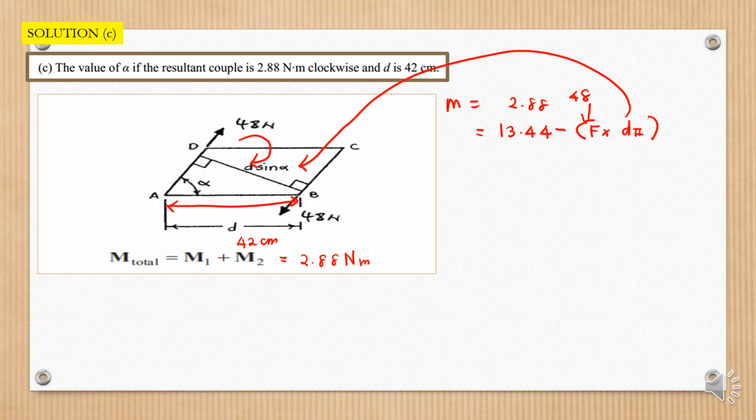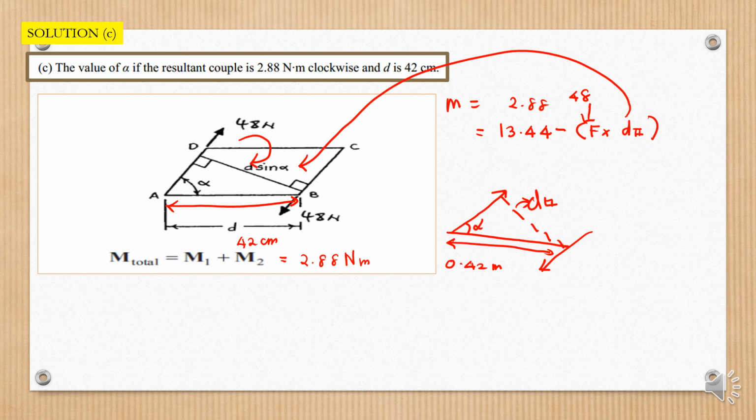I will show you how we can get the alpha here. The force of 48 Newton is like this, and the distance that's provided to us is this one, which is 0.42 meter or 42 cm. The perpendicular distance that we need to substitute into the equation is this value, and we need to get the alpha value.